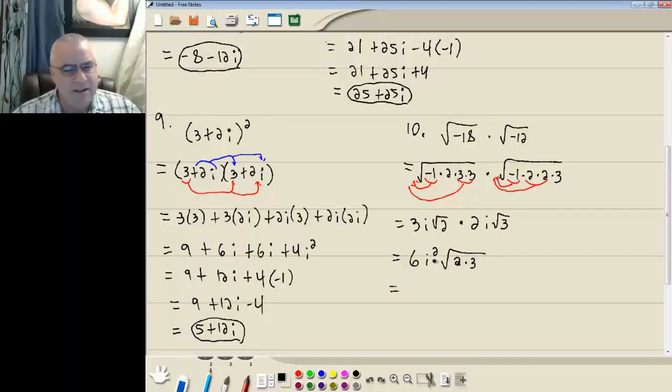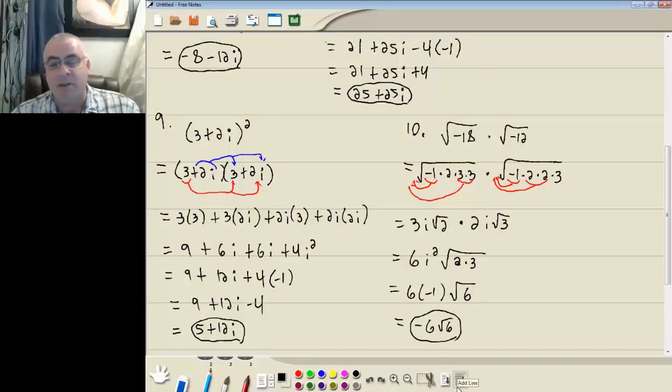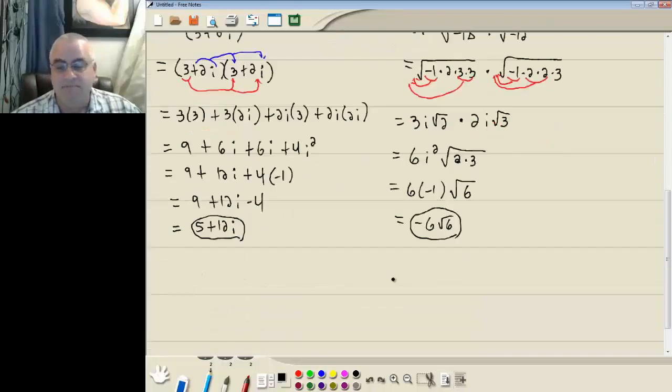Well, again, we've seen this in a few other problems now. i squared, we know we're going to put a -1 in there. So we've got 6 times -1. 2 times 3 is 6. I can't bring anything out because remember, with the square root, we're looking for pairs of something. Which gives us -6 square root of 6. This is one that we can't do on the calculator because we end up with a radical answer, and the calculator does not work with radical answers, at least the TI-83, TI-84.